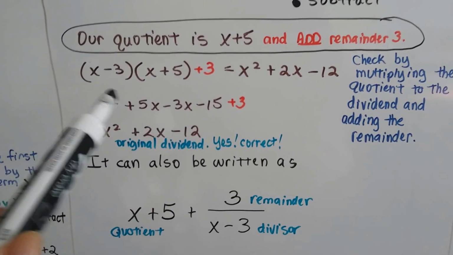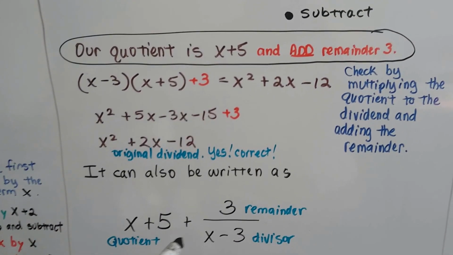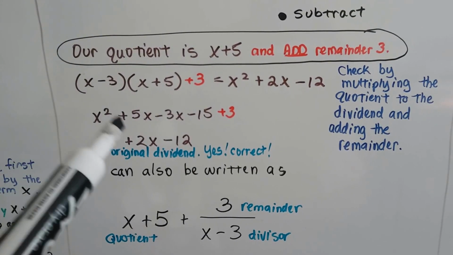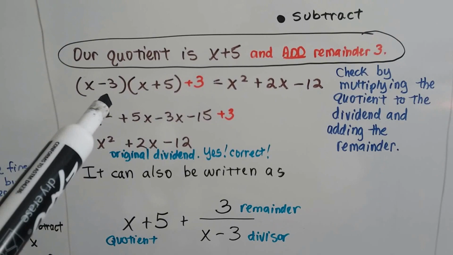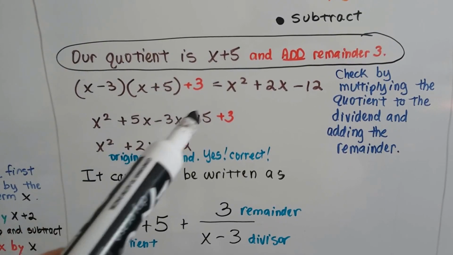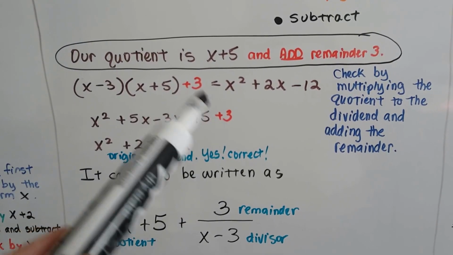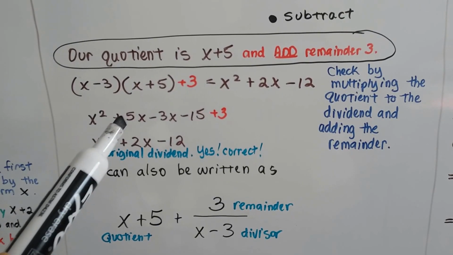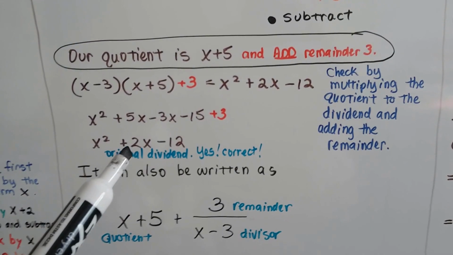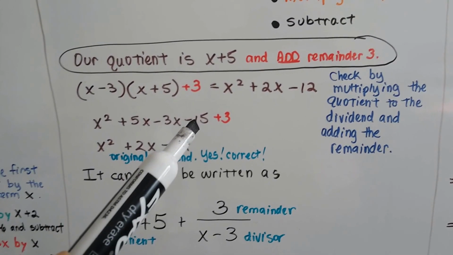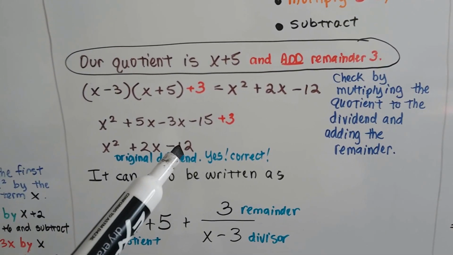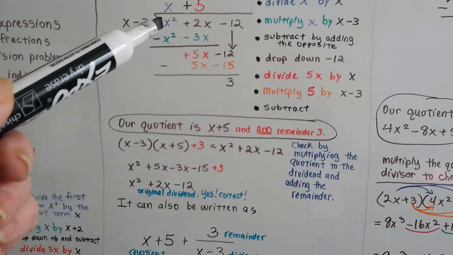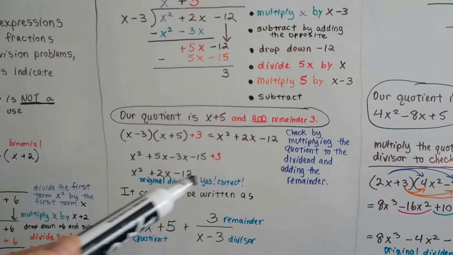So we FOIL, and got to remember to add the 3, okay? So we get x squared plus 5x minus 3x minus 15 plus 3, the remainder. We combine the like terms, and 5x minus 3x is 2x. Negative 15 plus 3 is negative 12. Yup, that's our original dividend, so we know it's correct. See? X squared plus 2x minus 12.